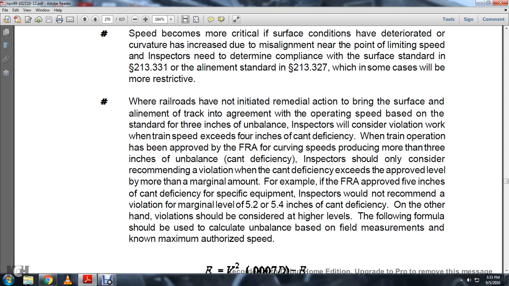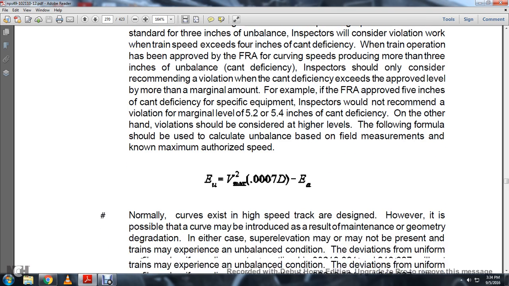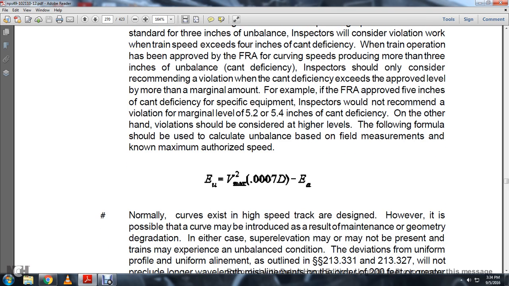The following formula should be used to calculate the unbalance on the field of measurements and the maximum authorized speed. The equipment unbalance versus the maximum allowable speed is calculated by 7/10,000 of an inch by the maximum height in inches.